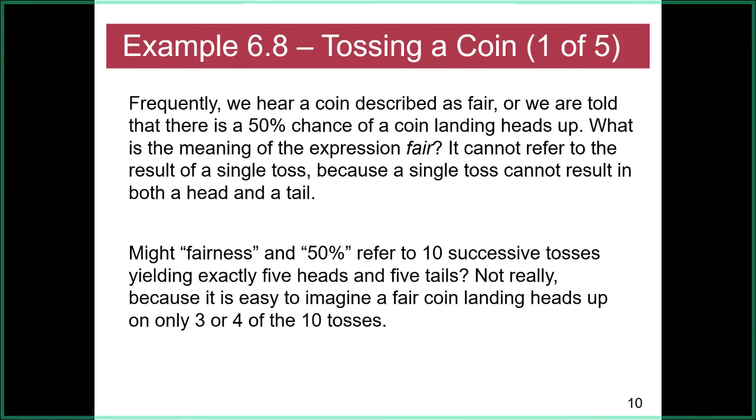So would fairness in 50% necessarily be measured in 10 successive tosses? Well, if it were strictly that way, it should always come out to be 5 heads and 5 tails. But we know that that's not really true because, well, it's something called the law of large numbers that we'll talk about as we go on. Those probabilities really only are true over a large number of repetitions. 10 repetitions, 10 tosses of the coin, is not enough.